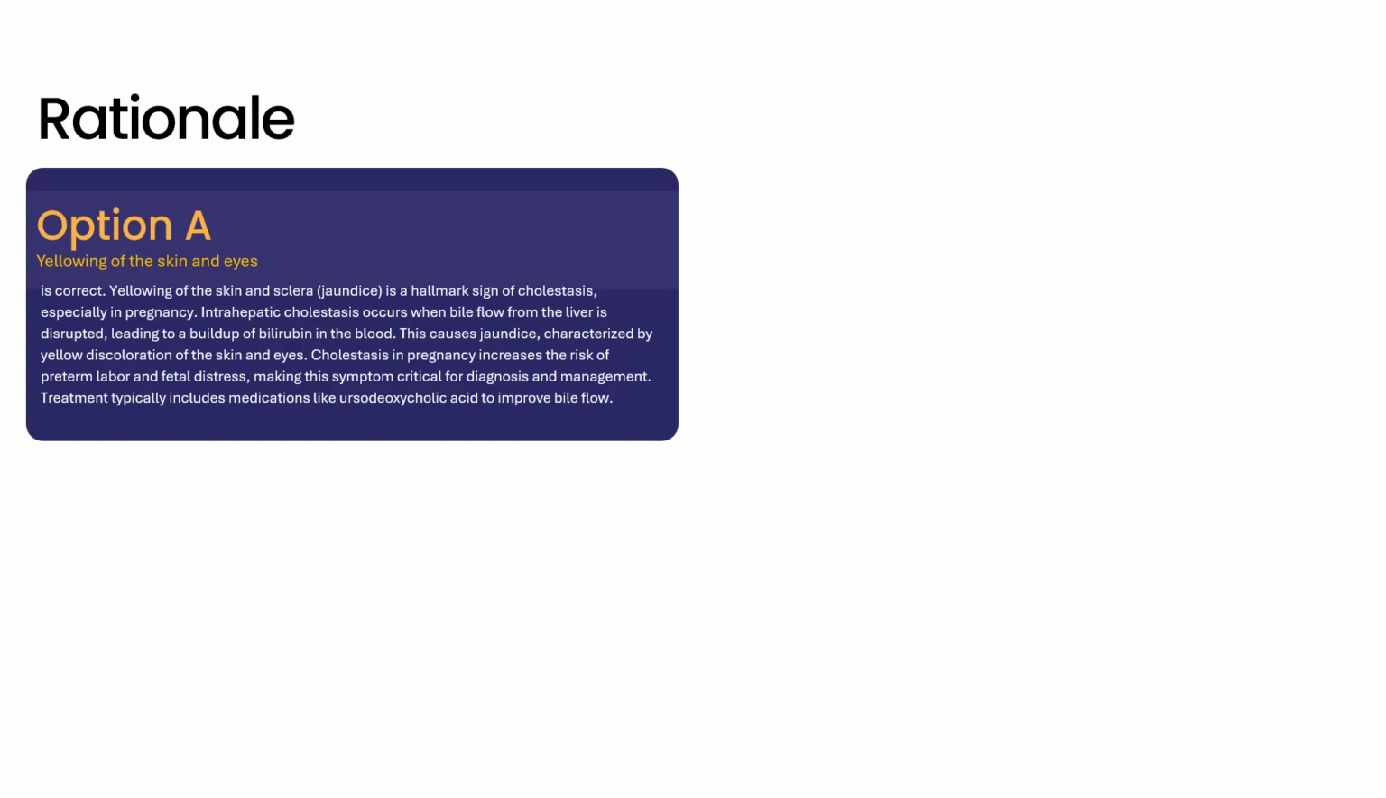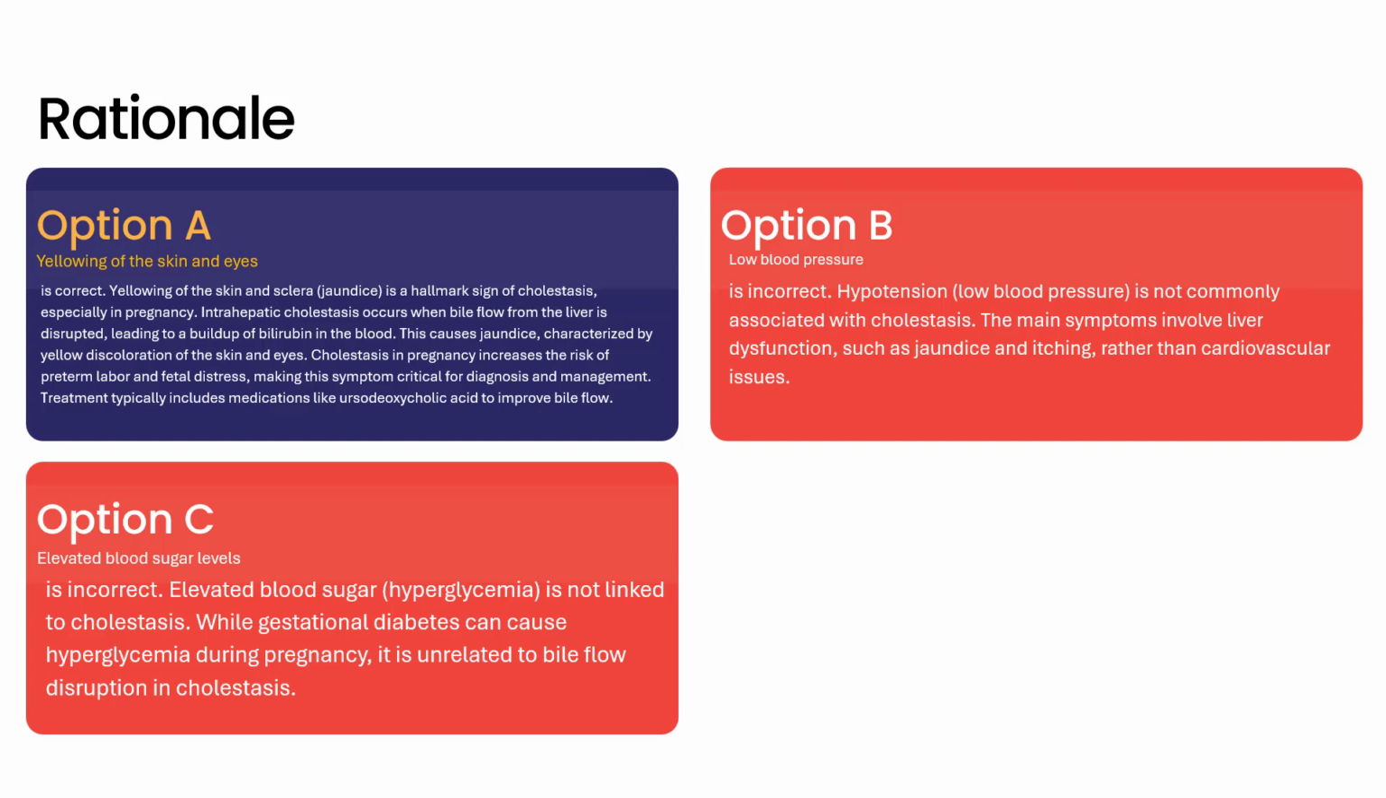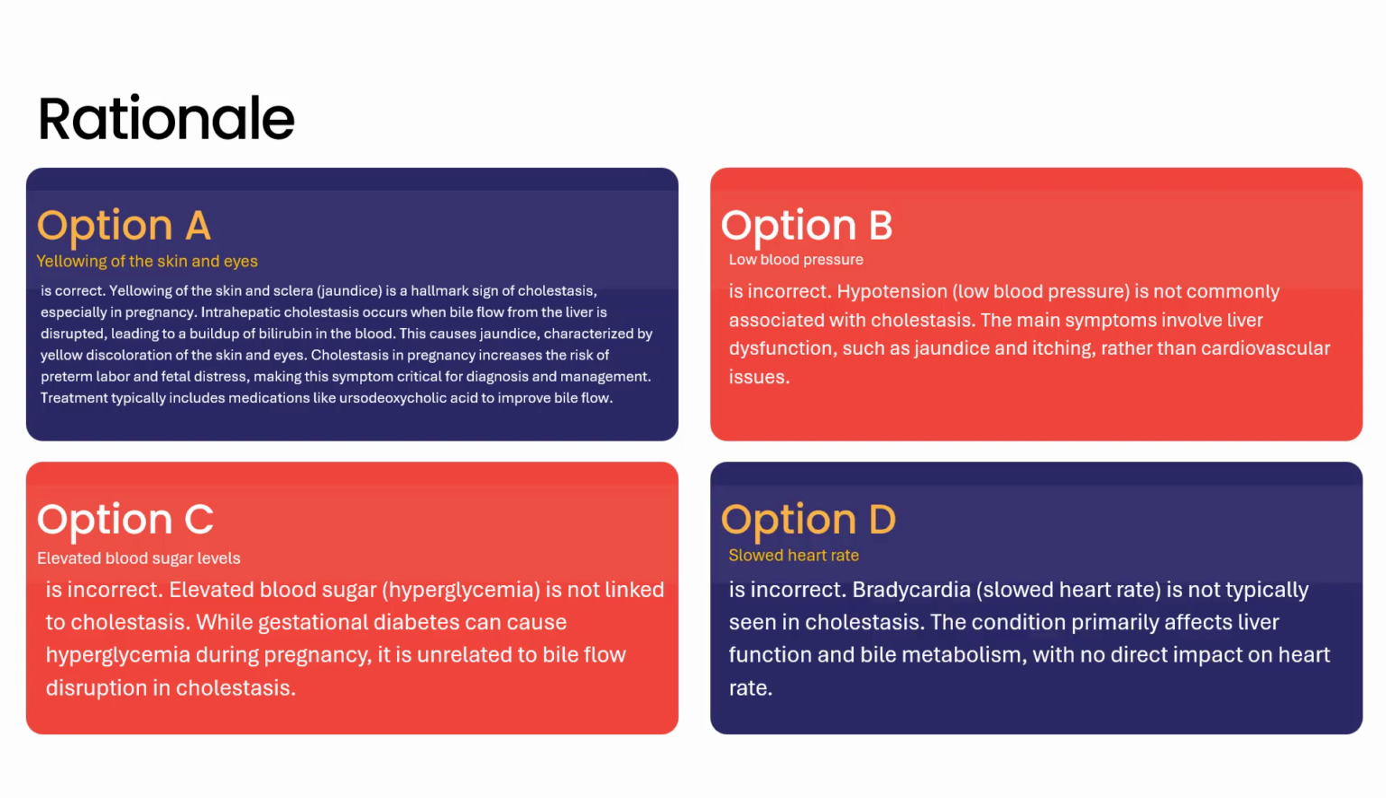B is incorrect. Hypotension, low blood pressure, is not commonly associated with cholestasis. The main symptoms involve liver dysfunction, such as jaundice and itching, rather than cardiovascular issues. C is incorrect. Elevated blood sugar, hyperglycemia, is not linked to cholestasis. While gestational diabetes can cause hyperglycemia during pregnancy, it is unrelated to bile flow disruption in cholestasis. D is incorrect. Bradycardia, slowed heart rate, is not typically seen in cholestasis. The condition primarily affects liver function and bile metabolism, with no direct impact on heart rate.